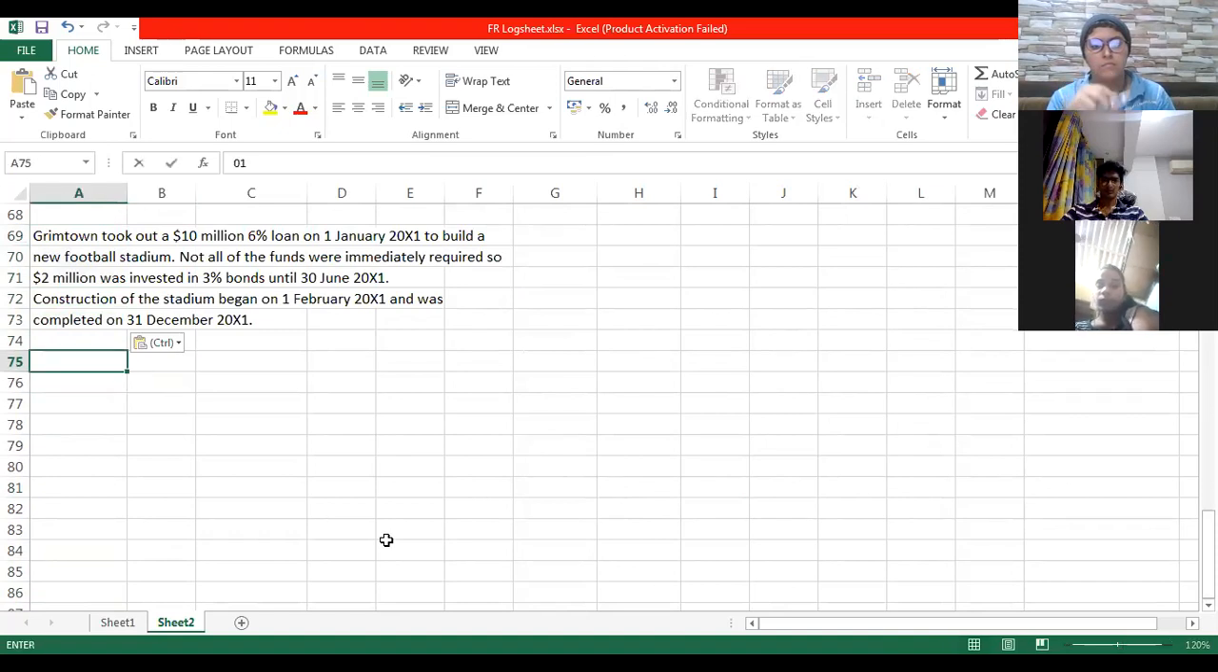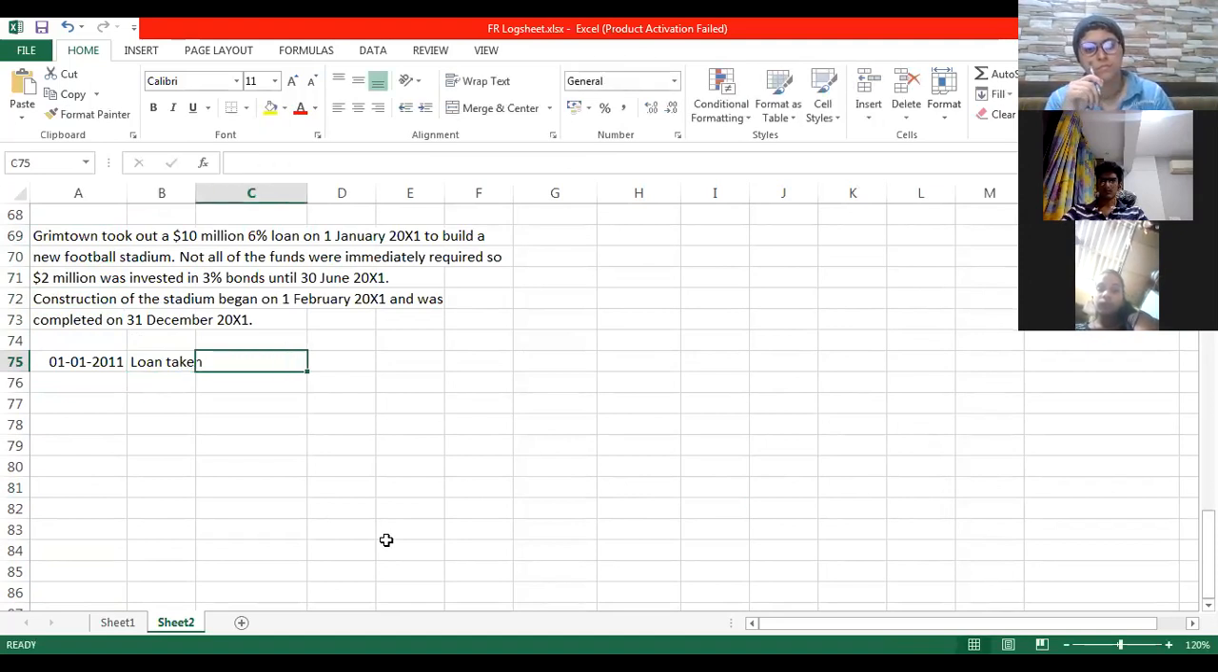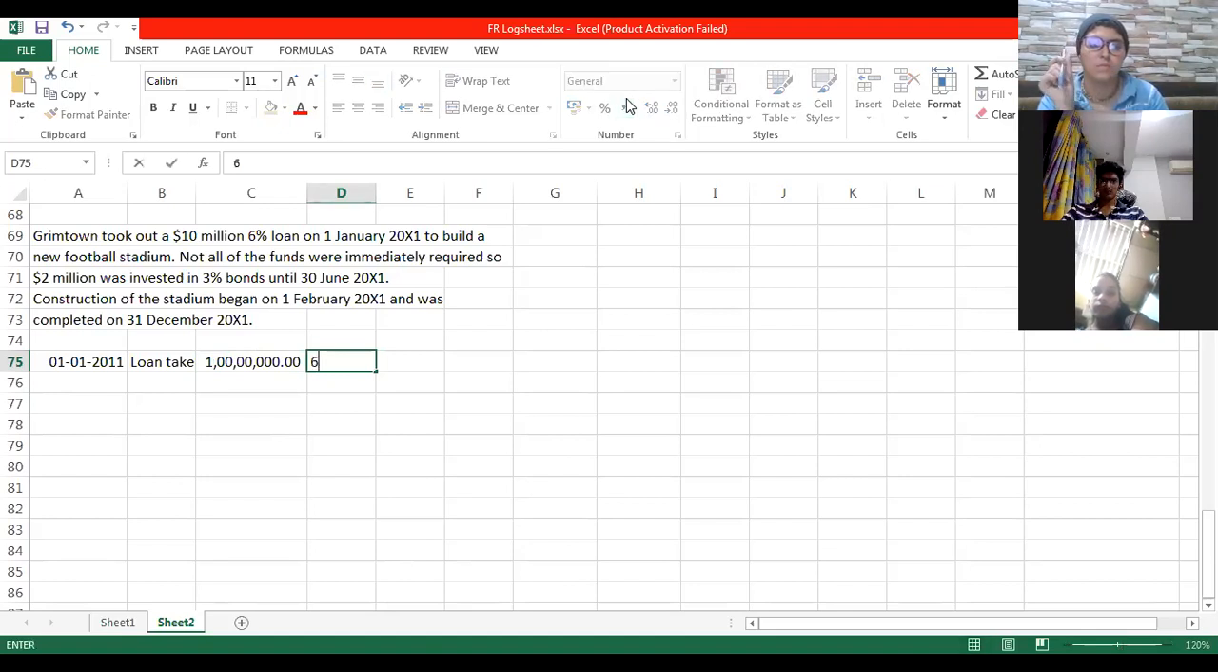Just in brief, on 1st January 2011, a loan was taken, that is 10 million, that means 1 crore, at 6%. All funds are not required.